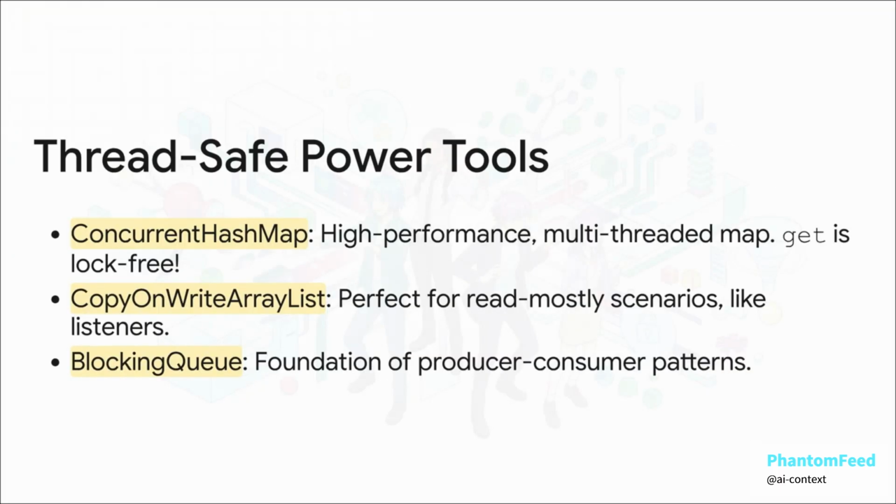For multi-threaded stuff, ConcurrentHashMap is the absolute king. It's incredibly optimized for tons of threads reading and writing at the same time. Then you've got CopyOnWriteArrayList. This one's perfect for when you read way more than you write. Think a list of event listeners. And finally, BlockingQueue. This is the literal backbone of producer-consumer patterns, letting one thread safely hand off work to another without everything blowing up.